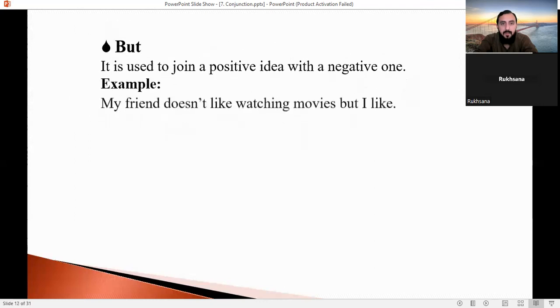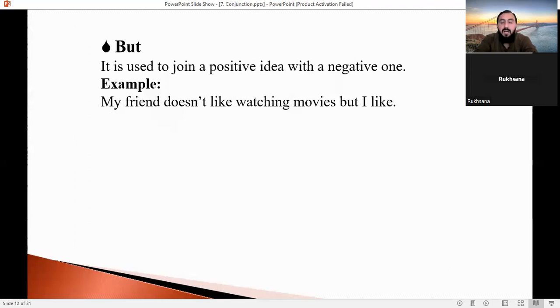But is used to join a positive idea with a negative one. For example, my friend doesn't like watching movies, but I like it. My friend doesn't like it, but I like it. But connects contrasting things. One can happen, the other does not happen. One is true, the other is not true. One is good, the other is bad. One is wrong, the other is correct. One is on time, the other is not on time. These are opposite ideas. It connects opposite ideas.